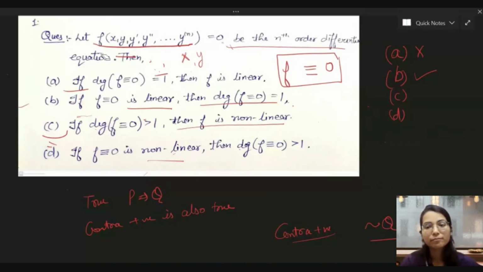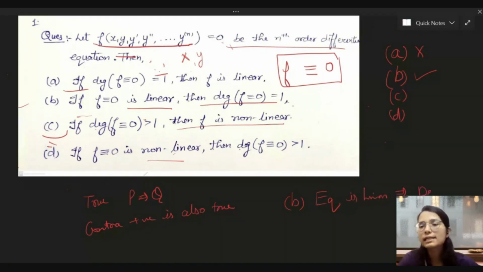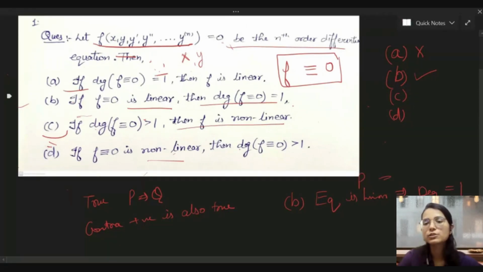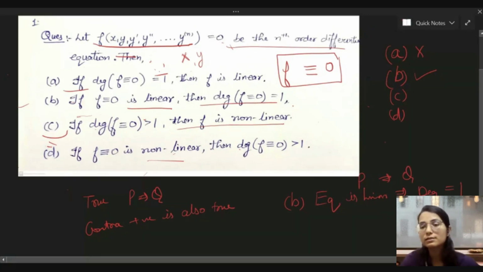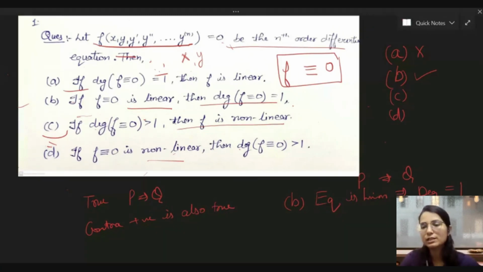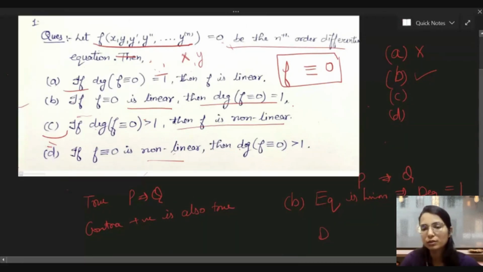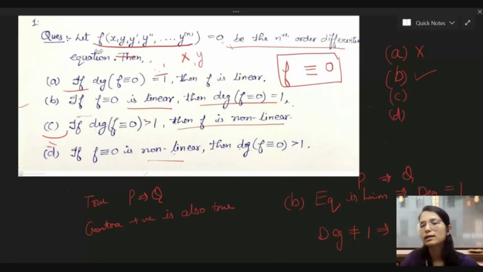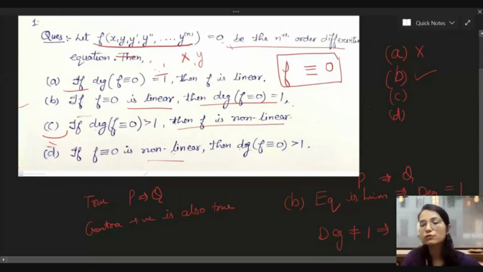So keep in mind. Now, our statement was: the equation is linear. Let me write the B option statement. The differential equation is linear implies degree equal to 1. I have written it in short. Now, P implies Q. What is its contrapositive? Not Q implies not P. What is the negation of Q? Degree not equal to 1 implies not P. What is the negation of P? Equation is not linear. So if degree is not equal to 1, the equation is not linear.